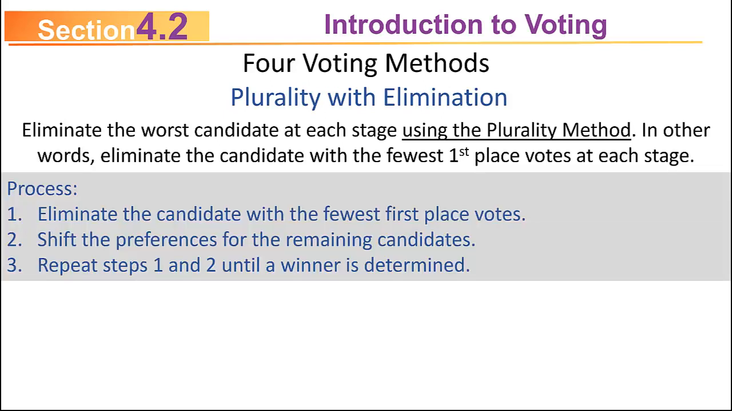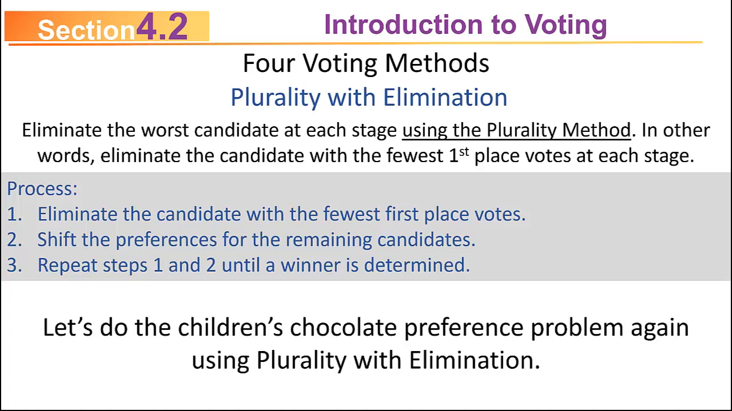If you had to describe this as a process in words, you might say something like this. Step 1 is to eliminate the candidate with the fewest first place votes. Step 2 is to shift the preferences for the remaining candidates so that they correspond to how many candidates are actually left. And then the third step is just to go back and repeat the process until you're down to just one winner. And of course, the best way to illustrate that is through an example. Let's do that children's chocolate preference problem again. This time, let's do it with plurality with elimination.